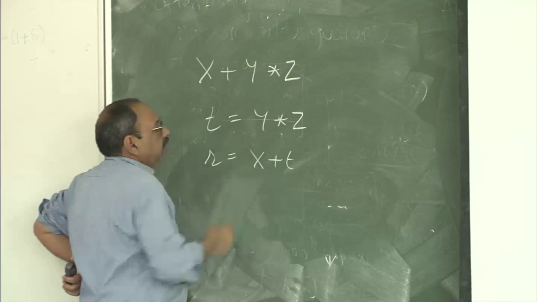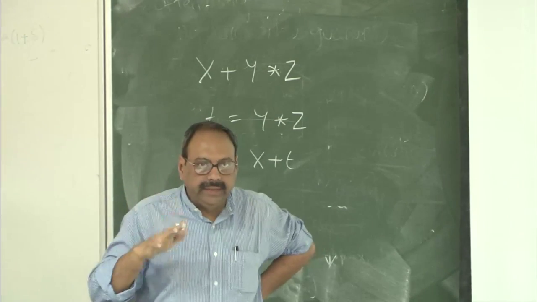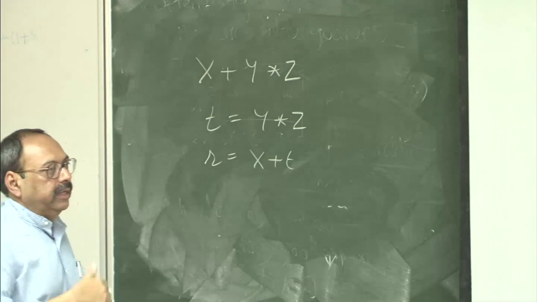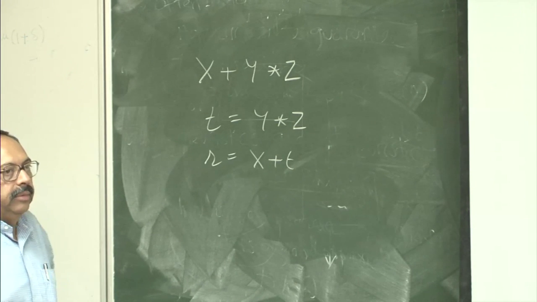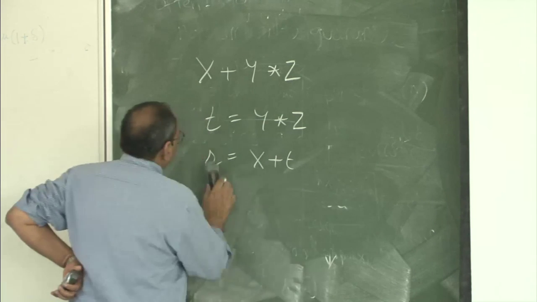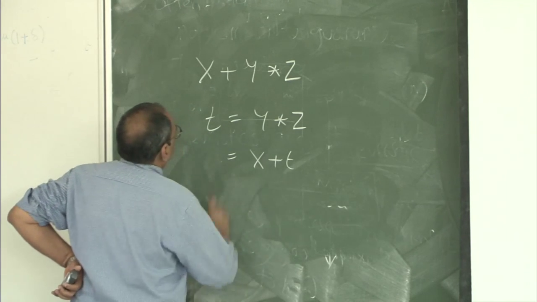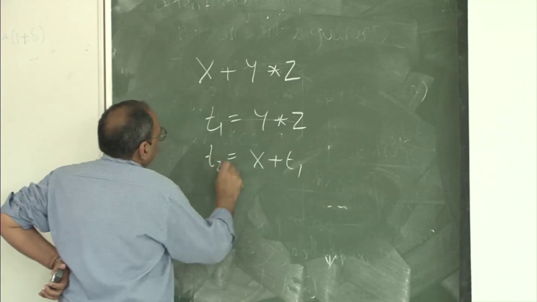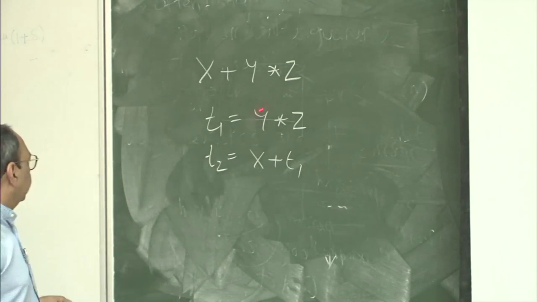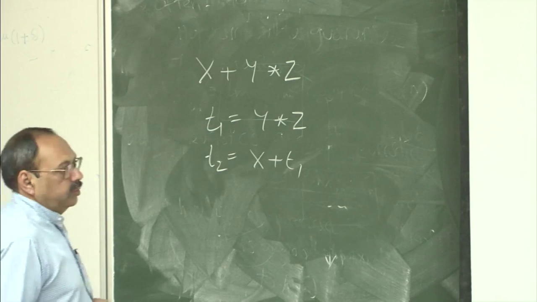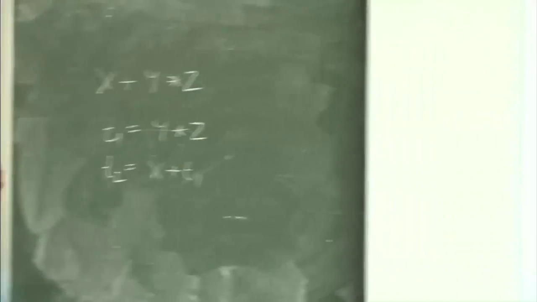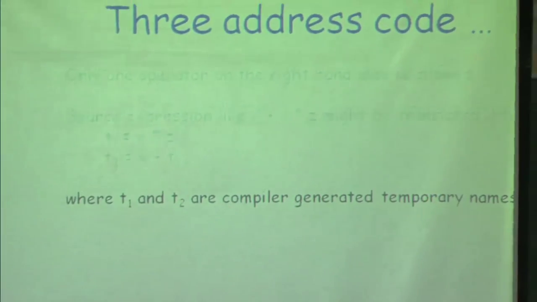Okay. So normally what we'll do is that we'll use only T, and I'll subscript it with different numbers to say these are all temporaries which have been generated internally by the compiler. These are not user variables, and therefore I may use something which is a little more informative, but really what you have pointed out is correct. That is really the three address code. I'll say T1 is Y star Z and T2 is X plus T1 and so on. Okay? So I'll write this kind of code, okay? And T1 and T2 are compiler generated temporary names.